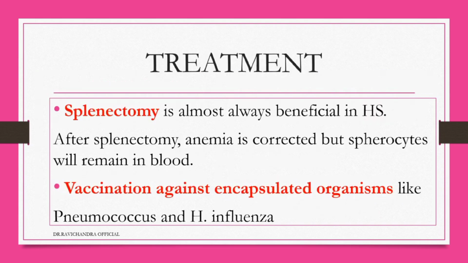The treatment for hereditary spherocytosis is splenectomy. Splenectomy is almost always beneficial in hereditary spherocytosis. After the splenectomy, anemia will be corrected, but still the spherocytes will remain in the blood. You have to vaccinate against encapsulated organisms like pneumococcus and Haemophilus influenzae.